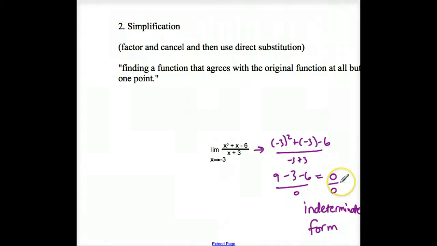There are lots of things we need to do with indeterminate forms in the future, but at this point what you need to know is it is something we cannot determine. We cannot determine the limit. So we have to change this function so that we can find the limit. What we're going to do is factor the numerator. x times x is x squared. 3 times 2 gives us 6, and if we do a positive 3 and a negative 2, that'll give us the middle term of x. So now this function is still exactly the same as the original, but we can cancel this.